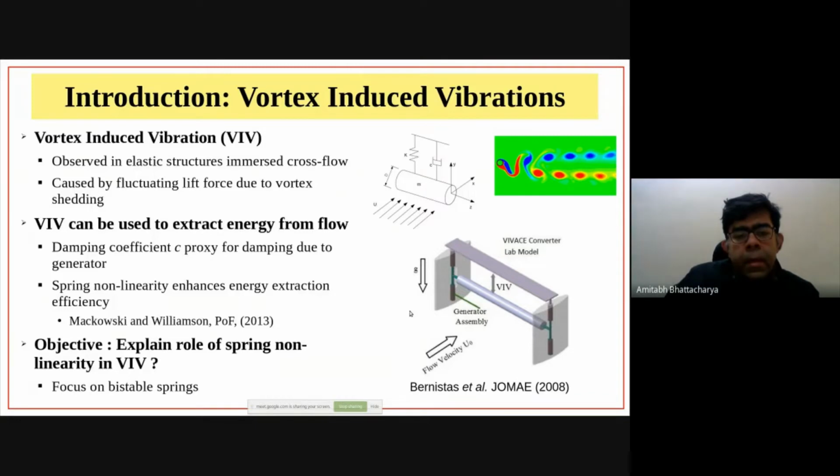Okay. Now, this kind of idea has been around for a while, and in fact, in 2008, Bernitsas's group at the University of Michigan managed to basically fabricate this kind of generator, which is called VIVACE. And in VIVACE, they basically have a cylinder which is attached to essentially servo motors and to electromagnets.